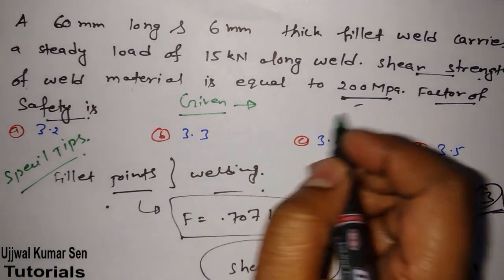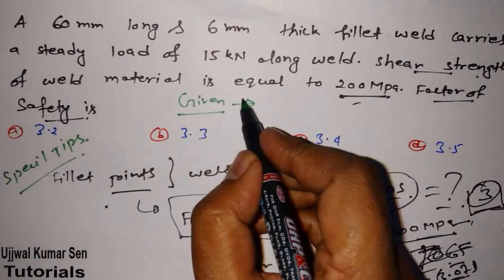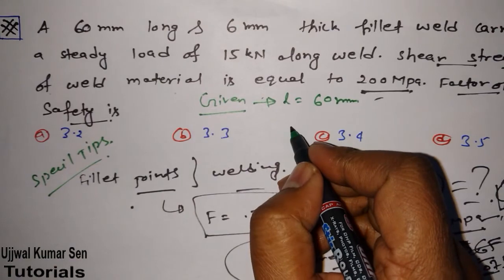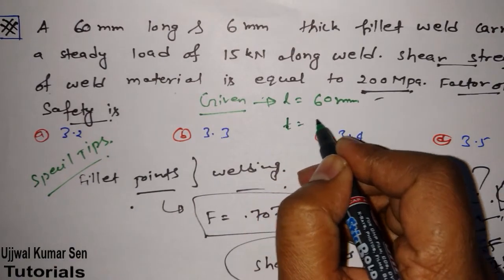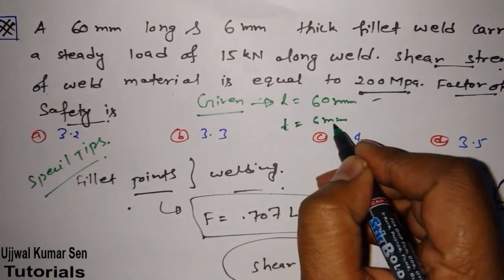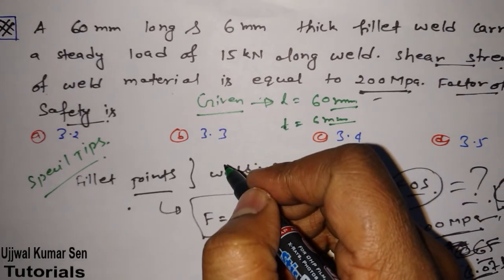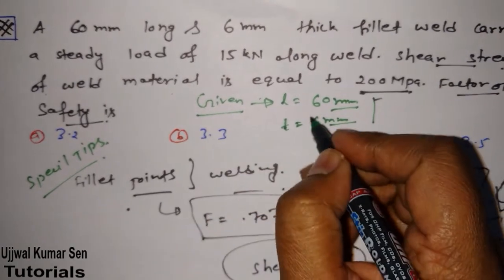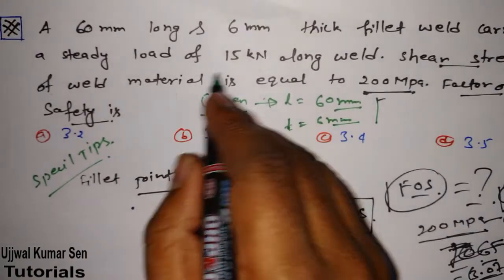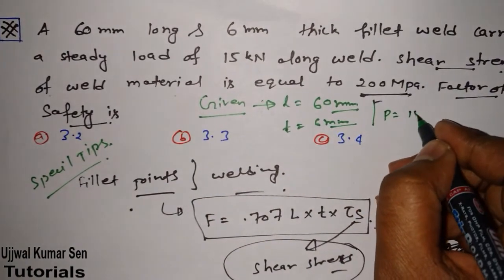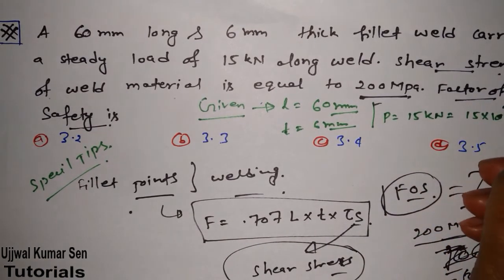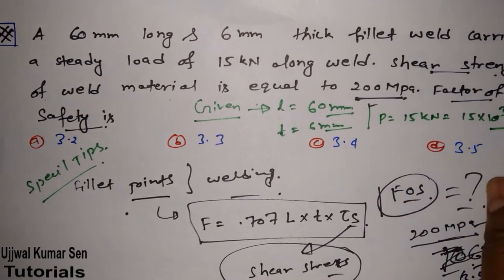So what is given in this question: length of the weld is 60 mm, and thickness T is 6 mm. Always consider the unit, otherwise you will make a mistake, my dear. Now we have the length and thickness. Now let's say the load P is equal to 15 kilonewton, that means 15 times 10 to the power 3 Newton. So this is the load, right?